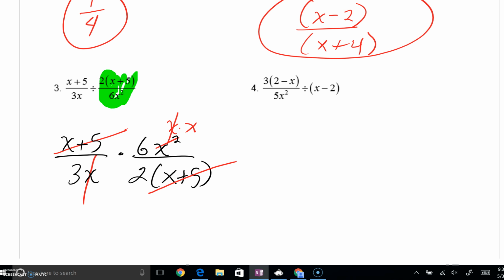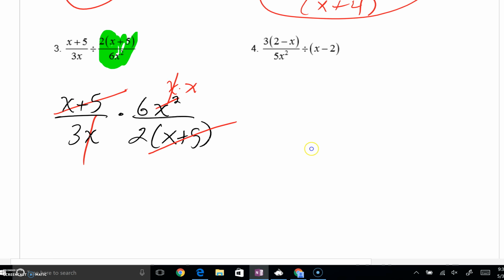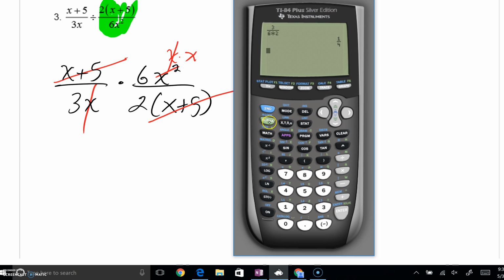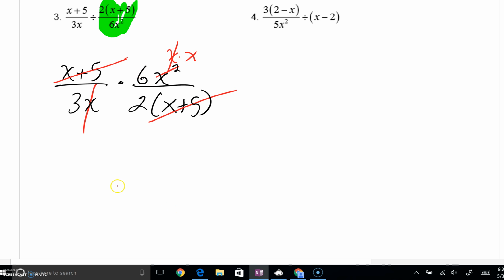And you could either cancel this by hand, or if you'd rather, you could just go to alpha y equals and say, okay, so what's on top? In the numerator, I only have a 6. What's down below? Well, I've got a 3 times a 2. And I think you can clearly see that's all going to cancel out to a 1. There won't even be a fraction left. So all that cancels out to a 1. You're just left with an x also.